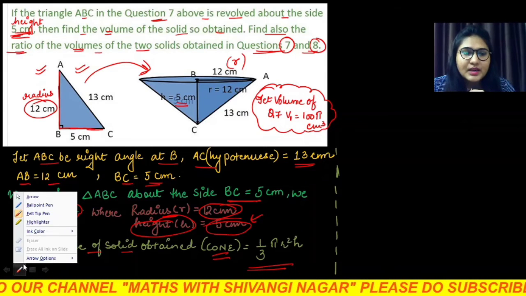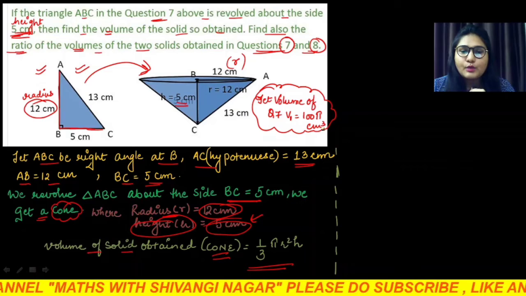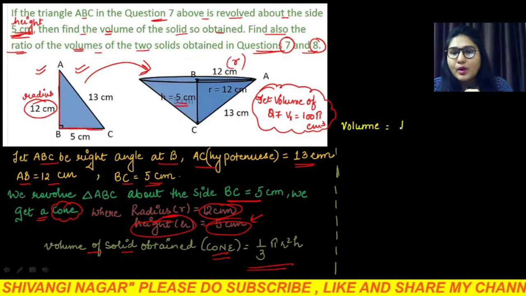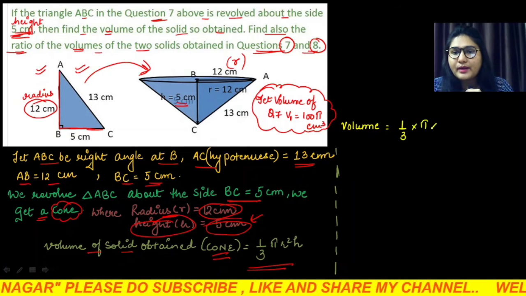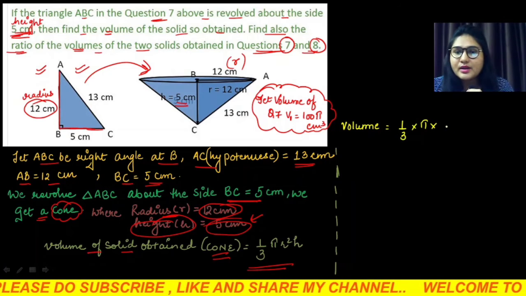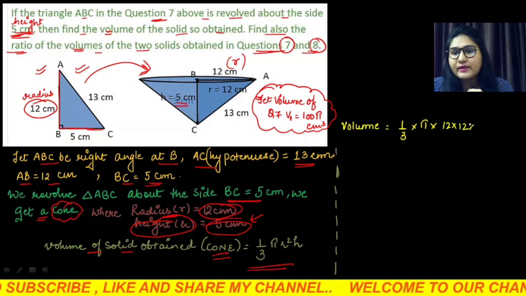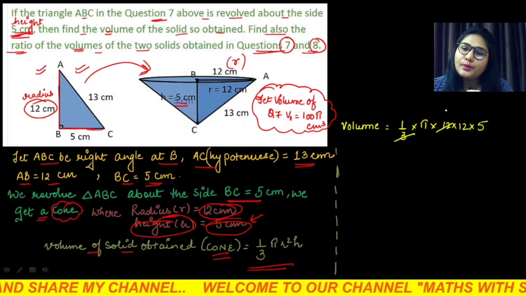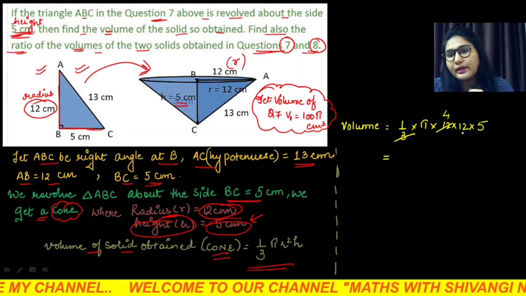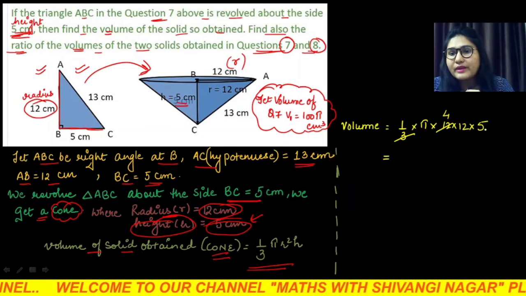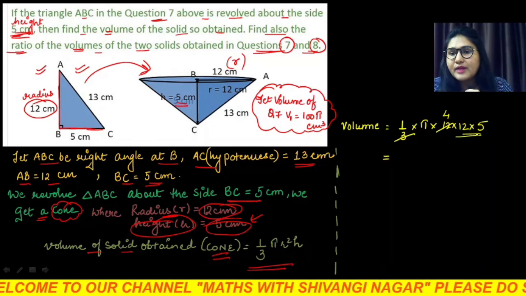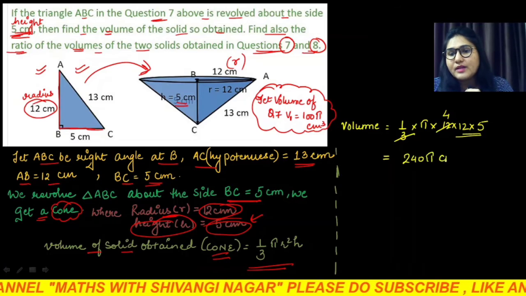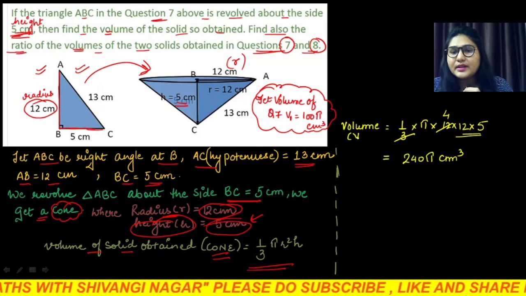So let's calculate the volume of this cone. Volume is 1 upon 3 into pi. The radius here is 12, so 12 into 12 into the height, which is 5. This 3 cancels with the 12, 4 times. So what we are left with is 12 times 5 times 4, that is 60 times 4, which is 240. So 240 pi centimeter cube. Let's say this volume is V2.